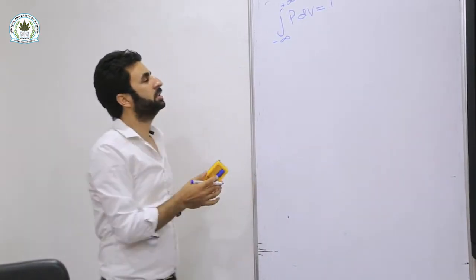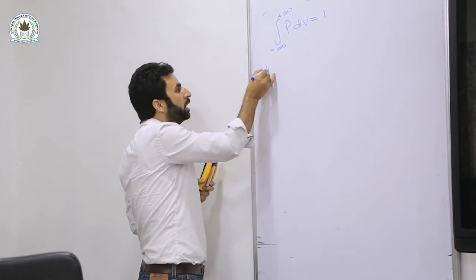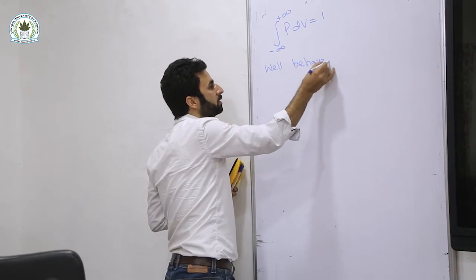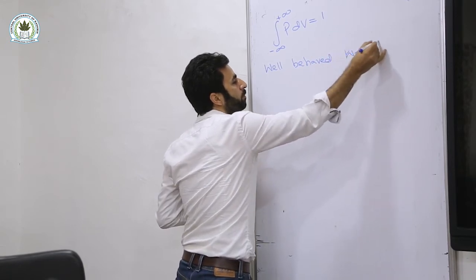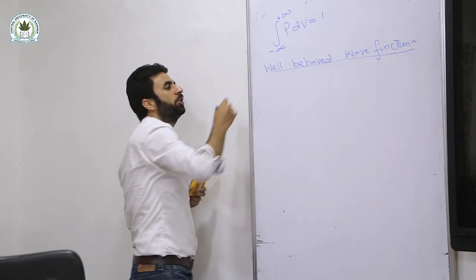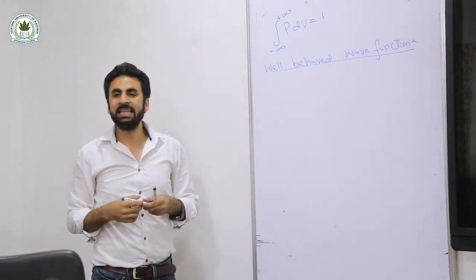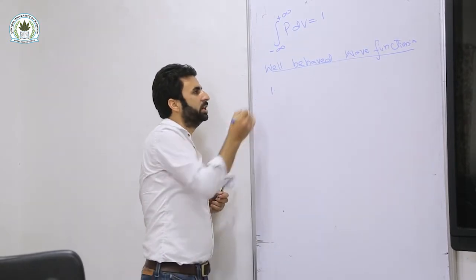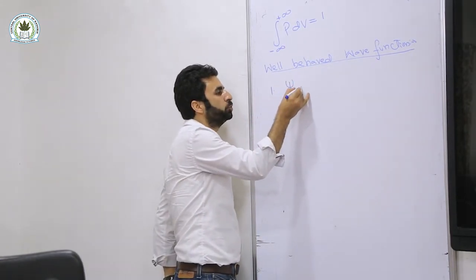Then the other part which we will try to define here: if this is a wave function, what do we mean by a well-behaved wave function? What are the essential conditions under which you will say that the wave function is well-behaved? The first essential condition for a wave function to be called well-behaved is that psi should be continuous.